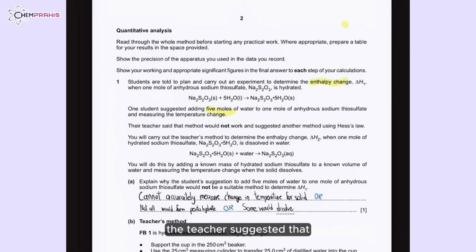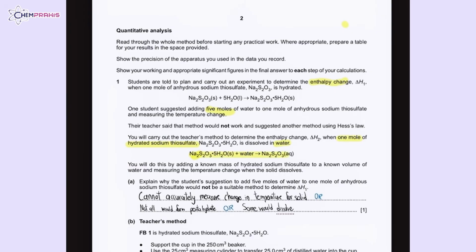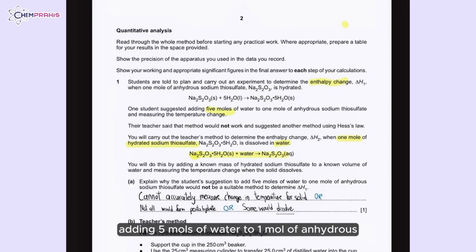So the teacher suggested that we should determine the enthalpy change when 1 mole of hydrated sodium thiosulfate is dissolved in water. And this is the equation. So explain why the student's suggestion of adding 5 moles of water to 1 mole of anhydrous sodium thiosulfate would not be a suitable method to determine the enthalpy change.